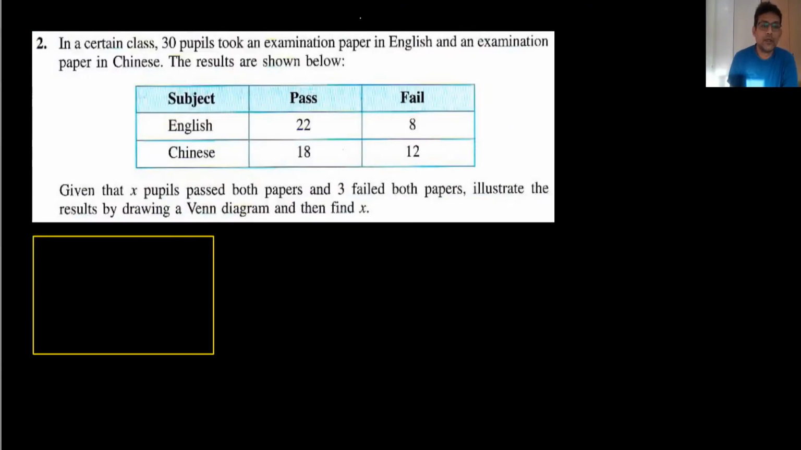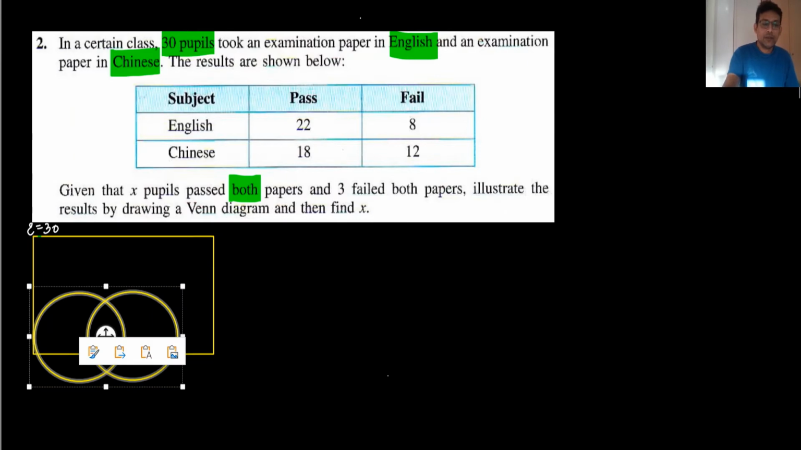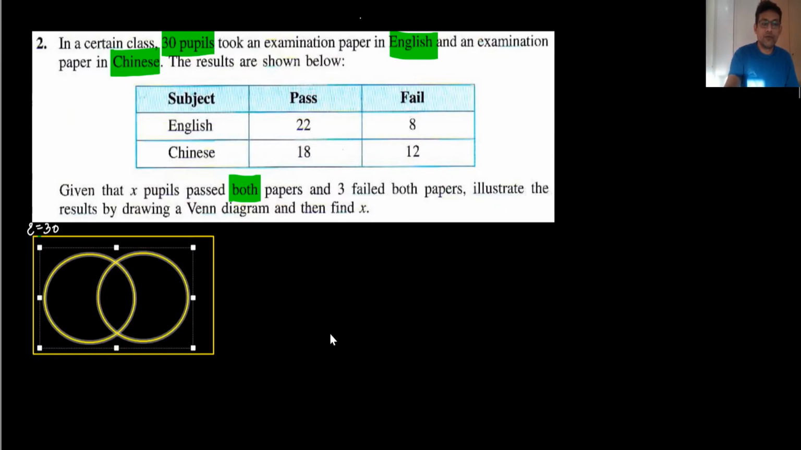So in question number two, we have in a certain class there are 30 pupils. It means the total we have is 30, and they took an examination paper in English and Chinese. So what we need here is sets. First of all, we should read. Given that x people pass both the papers, like both means we are having something common. So this is very important here to write. Common means I have to draw this shape. So when something is common, x passed both the papers, so x is here.